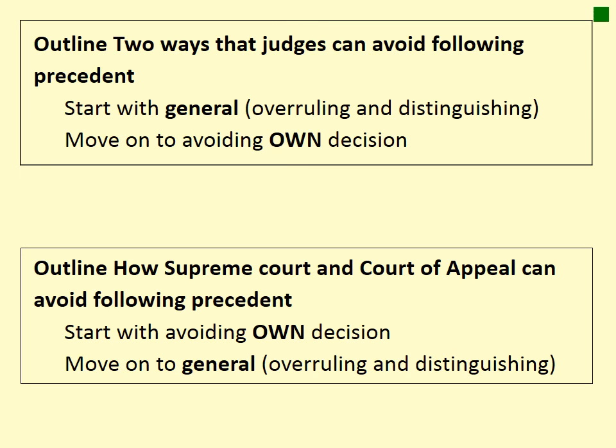The other way this question can come up is as a specific question. It might ask, outline how the Supreme Court and the Court of Appeal can avoid following precedent. You'd start with how they can avoid following their own previous decisions, and then move on to how they can avoid following precedent from lower courts in general: overruling and distinguishing.